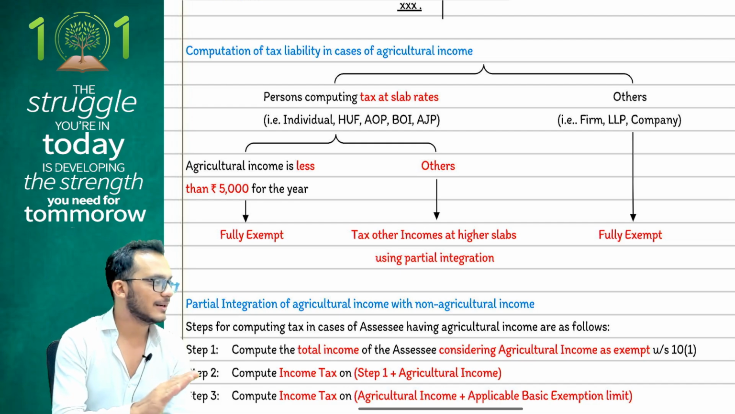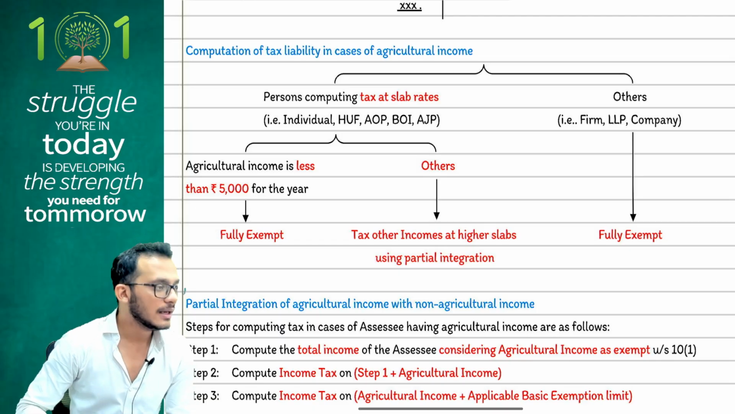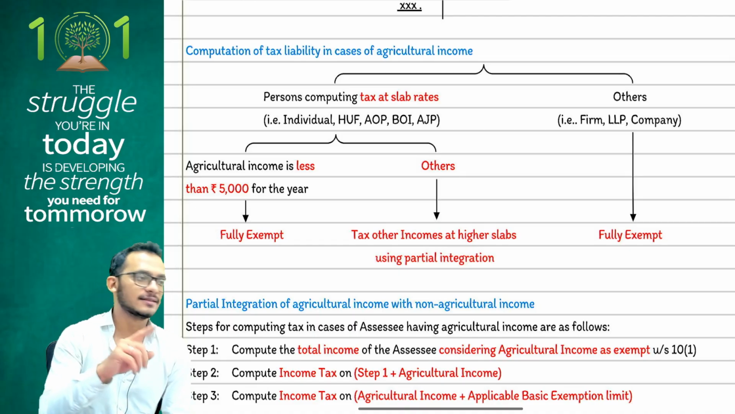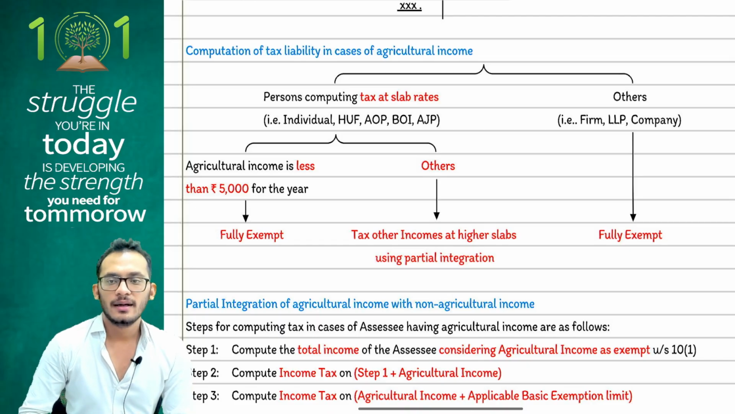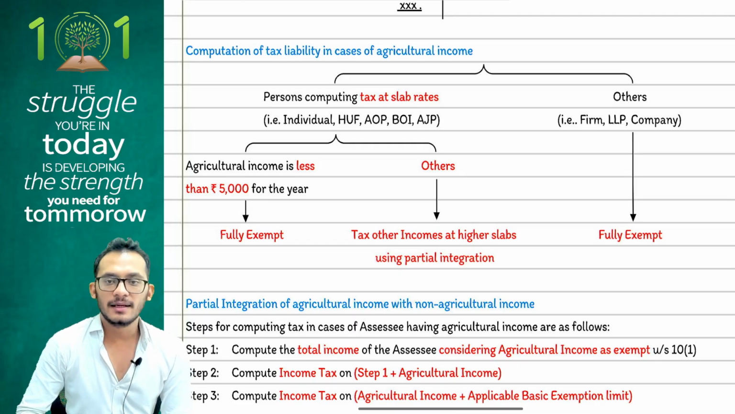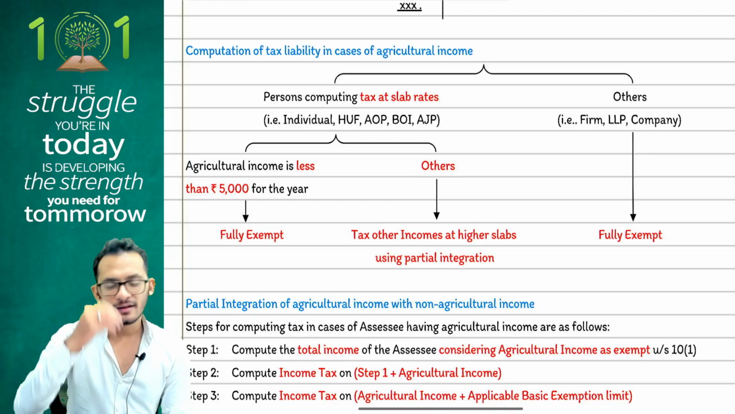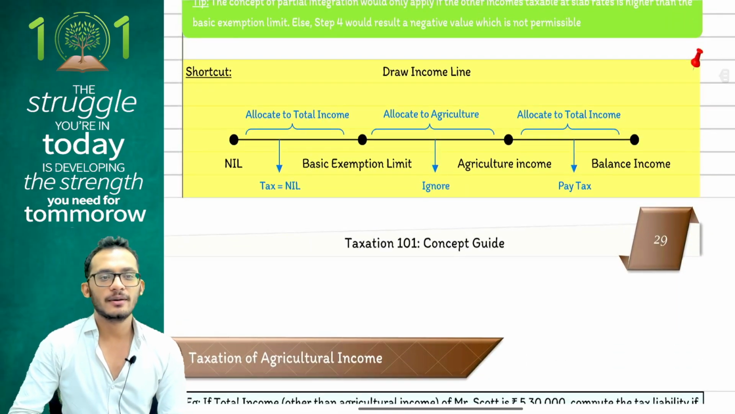It will never come in exam, 5,000 and all, not going to be given. Which means if your income is not less than 5,000, I will apply a concept called partial integration, which you can learn two ways. Way number one: step one, compute tax on all incomes including agriculture income. Step two, compute tax on agri income plus basic exemption limit. And step three is 1 minus 2, then apply surcharge and cess. Or you forget the whole thing and you apply the income line here.